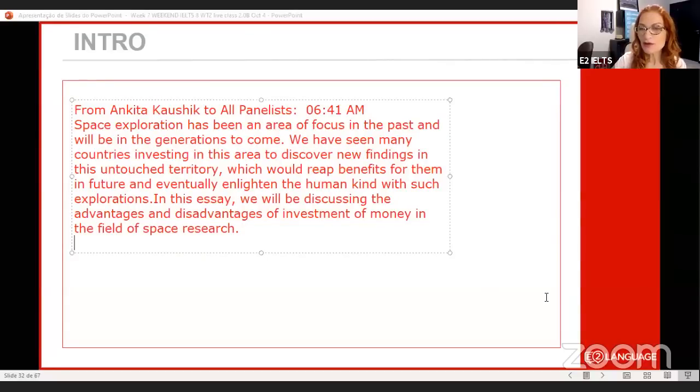I'm going to open up the chat box. I ask you not to post your introductions anymore because I have read the majority of them. What I'd like now is that we discuss what is written. So are all the elements here? That means the general statement, rewriting the prompt, and the thesis statement. Does this introduction cover the three parts?